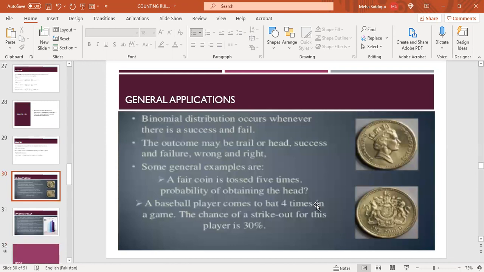Now, general applications. Binomial distribution occurs whenever there is a success and a failure. The outcome may be success or failure, wrong or right. Some general examples are: a fair coin is tossed 5 times, what is the probability of obtaining a head. A baseball player comes to bat 4 times in a game, and the chance of a strikeout for this player is 30%.